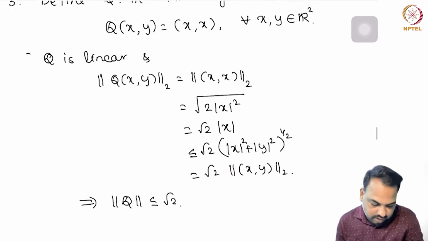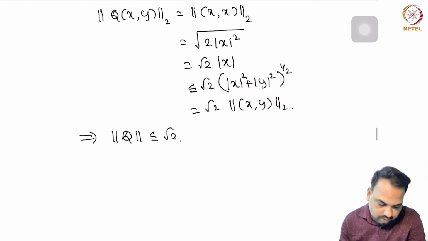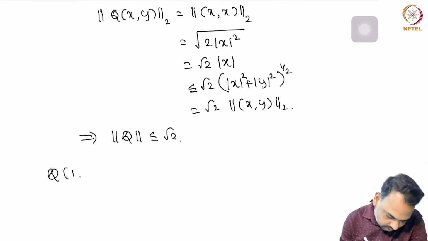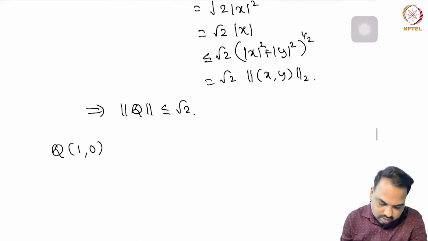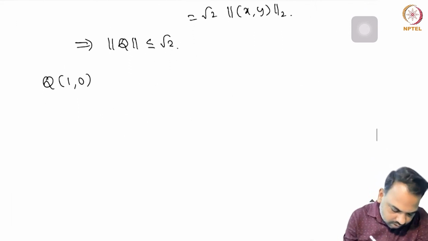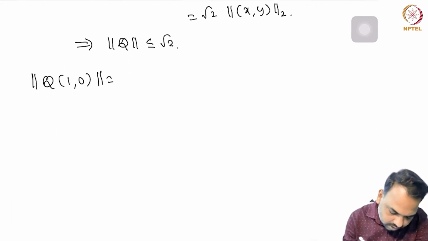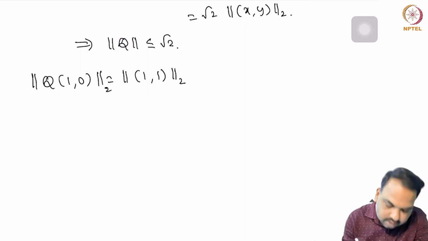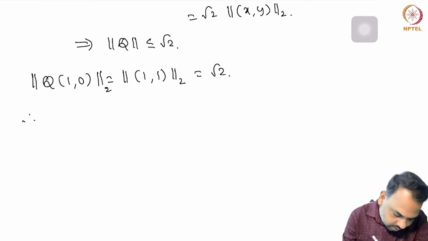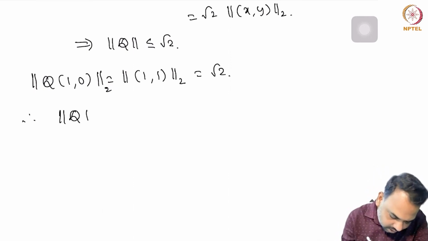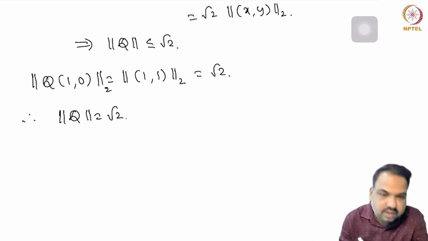So can we say that the norm of Q is exactly root 2? In fact, we can say that Q of (1, 0) has L2 norm equal to the norm of (1, 1). So this is exactly root 2. Therefore we can say that the norm of Q is exactly root 2.